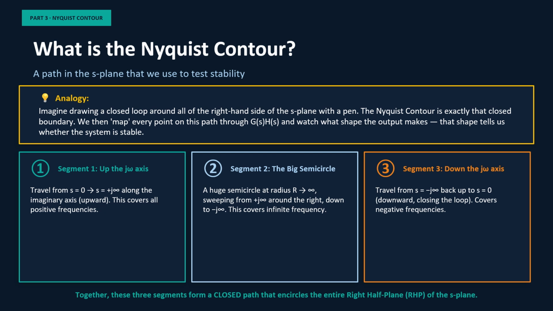Now let us understand the Nyquist contour. The Nyquist contour is a closed path drawn in the S-plane. This path surrounds the right half plane, which is the unstable region. So we are basically checking what happens around the unstable area. The contour has three parts. First one is go up along the imaginary axis. Second, go around a big semicircle. Third one is come back along the imaginary axis. After drawing this, we apply the transfer function to every point.